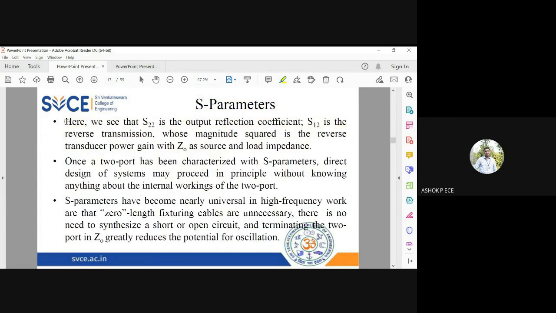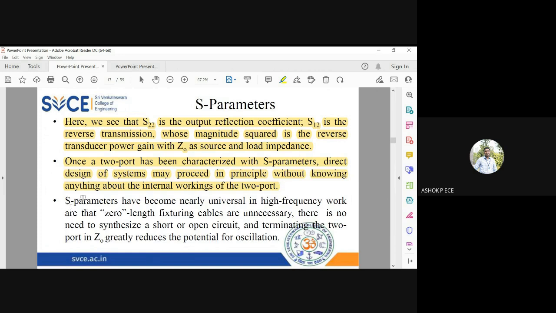As we see here, S22 is the output reflection coefficient, S12 is the reverse transmission, and all the parameters are given here. Once you know the S parameter values, without knowing what is inside the network, you can analyze the system using S parameters. It's just like a black box. If you know the four S parameters, 11, 12, 21, and 22, you need not know what component inside the circuit is giving these S parameters. That is the beauty of S parameters. Just with the four numerical values, you can completely characterize the system in a very perfect way.